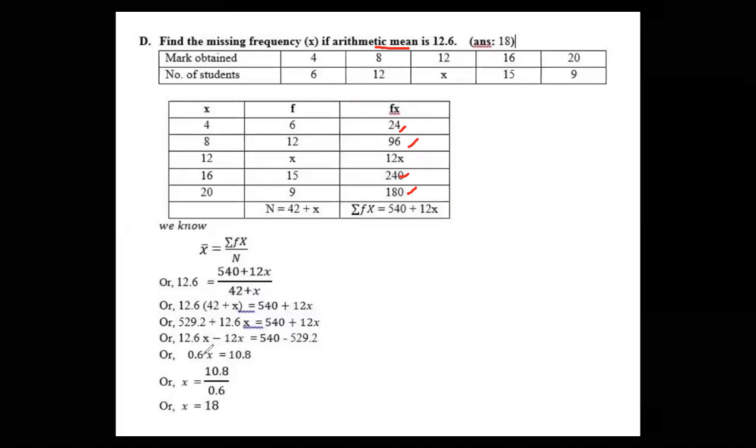So 0.6x means 0.6 into x, just as 2x means 2 into x. When multiply goes to the other side, it becomes divide. So x equals 10.8 divided by 0.6, which is obviously 18. Try it in a calculator and you will get 18. In this way, you will get the answer.